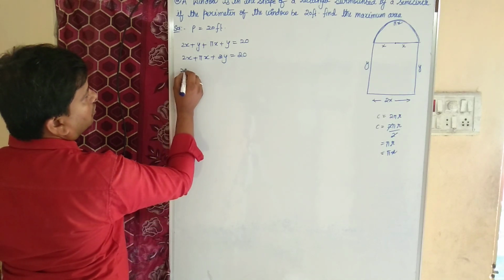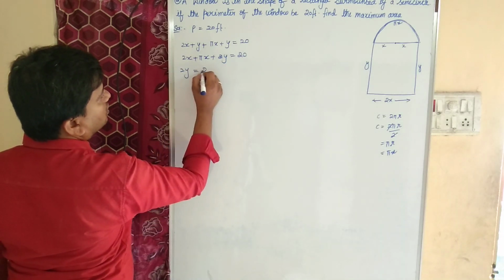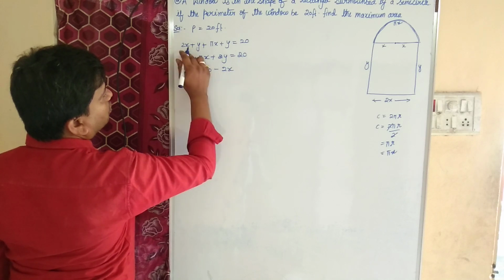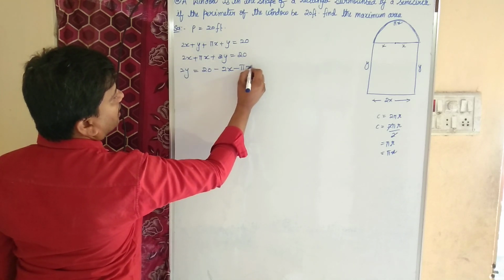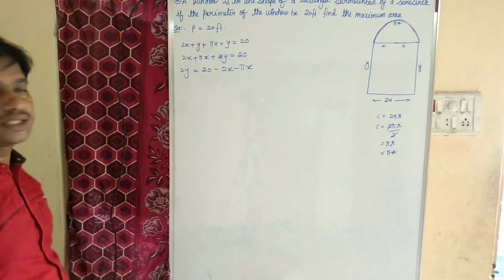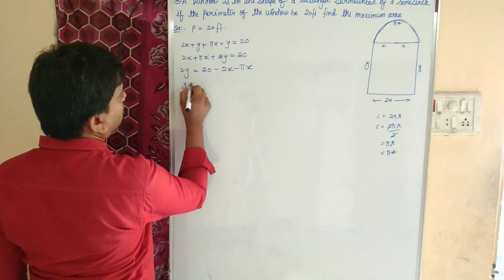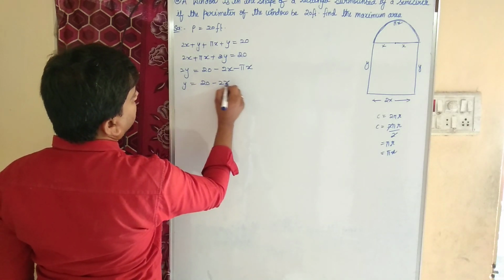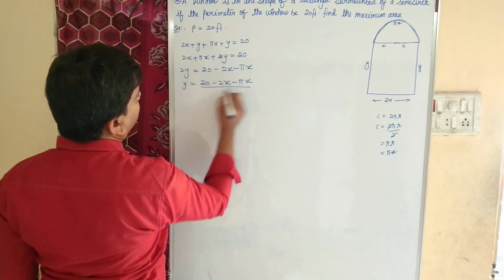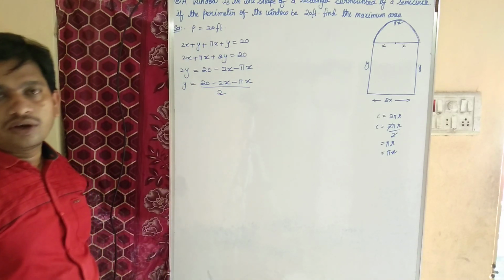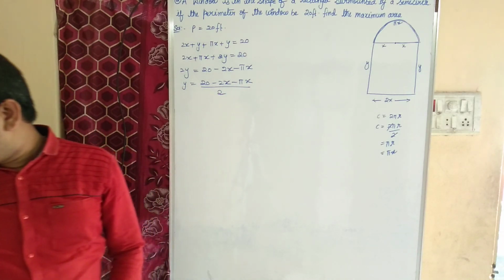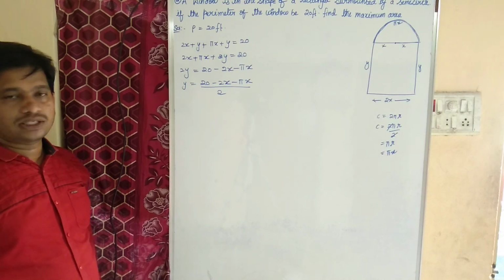So 2y equals, let us transpose all the terms. Plus 2x you transpose to minus 2x, plus pi x you transpose to minus pi x. Therefore y equals how much? 20 minus 2x minus pi x, all by 2. Okay children, what is the value of y? y equals (20 minus 2x minus pi x) by 2.